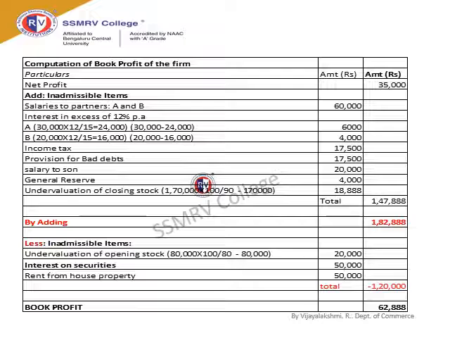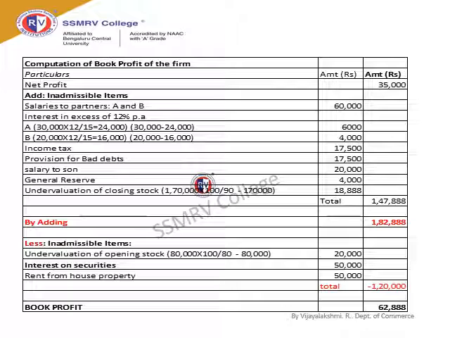Income tax paid, given on the debit side, 17,500. Provision for bad debts 17,500 will be taken here. Salary paid to son 20,000 is taken here. And apart from that, transfer to general reserve we have 4,000, that should be taken here.